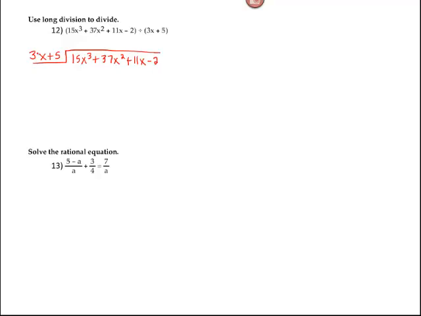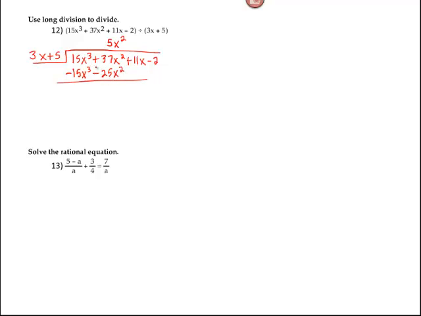So we're going to say, what do I multiply 3x by to get 15x cubed? The answer to that is 5x squared. Then you go back and you multiply both of these by 5x squared and you subtract. So 3x times 5x squared is 15x cubed and you subtract. 5x squared times 5 is 25x squared and you subtract.